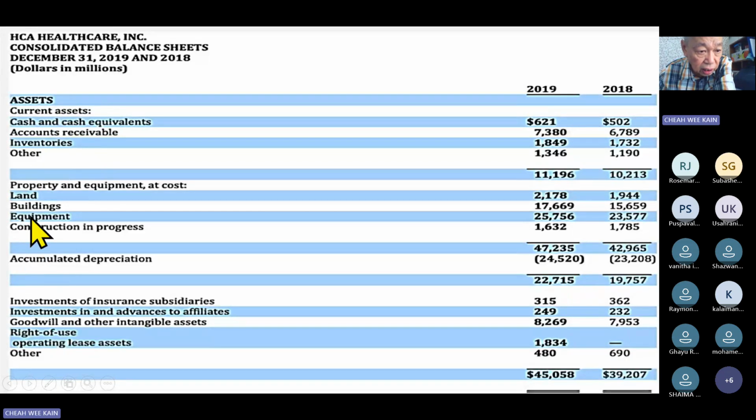And this is the other type of fixed asset. What's the difference? This asset will be turned over at least one time in a year. Now, the other things like land, building, equipment, you don't sell and buy. Okay, you don't sell and buy within 1 year.